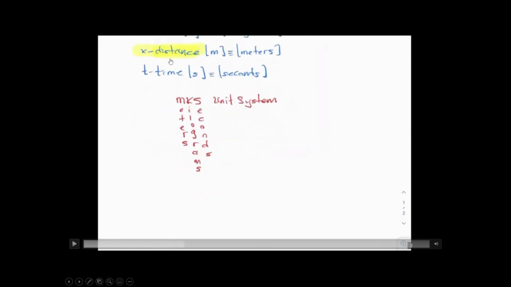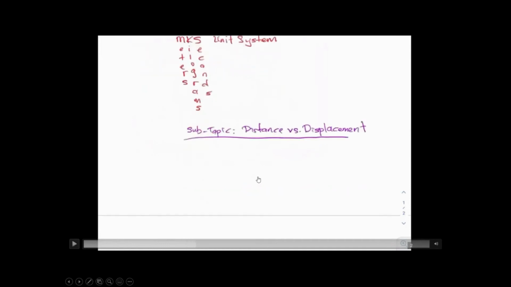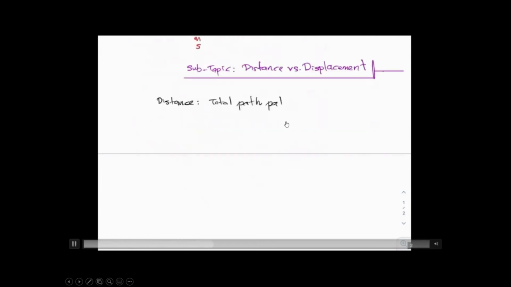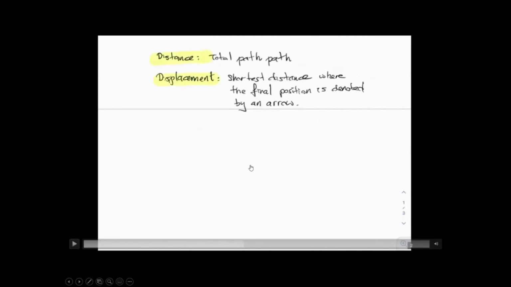Another thing that we need to discuss: I say displacement of mass in space and in time. So we need to discuss what distance is and then what displacement is. This is our subtopic, distance versus displacement. Distance is the total path traveled. The displacement is the shortest distance between 2 points, with the final position indicated by an arrow. Let's explain that.